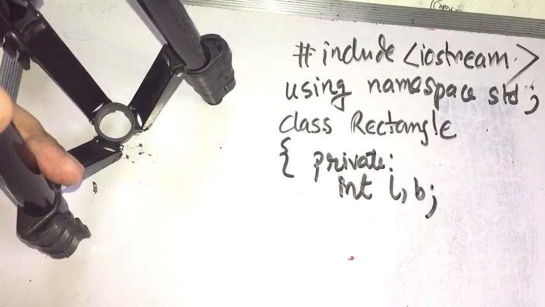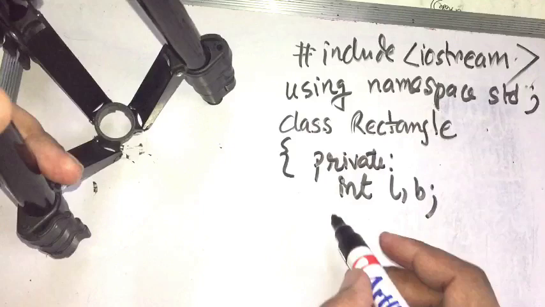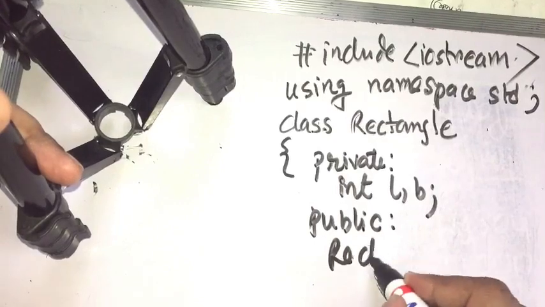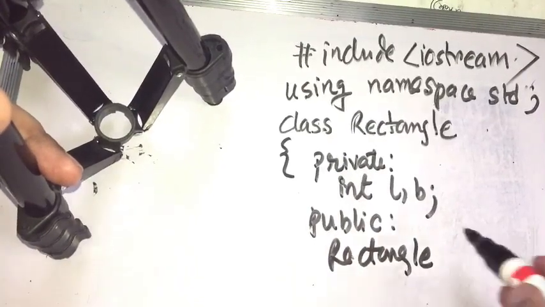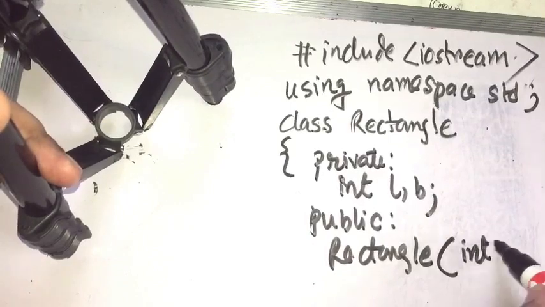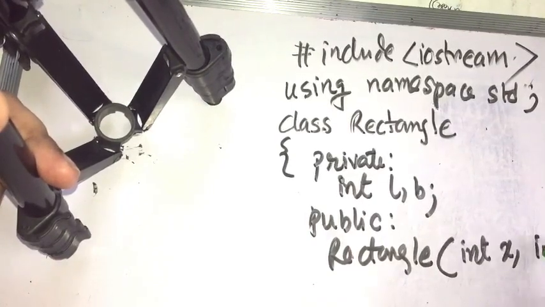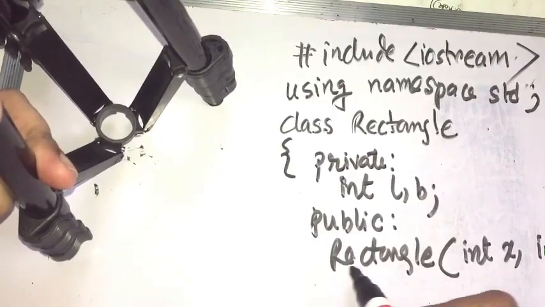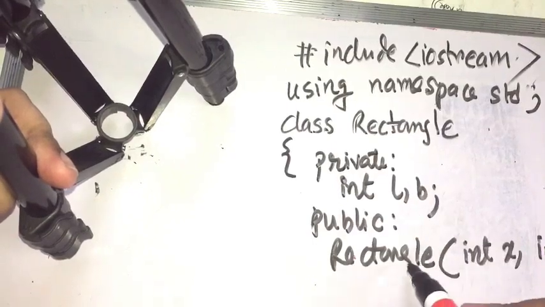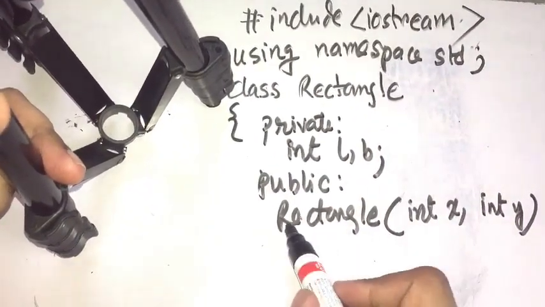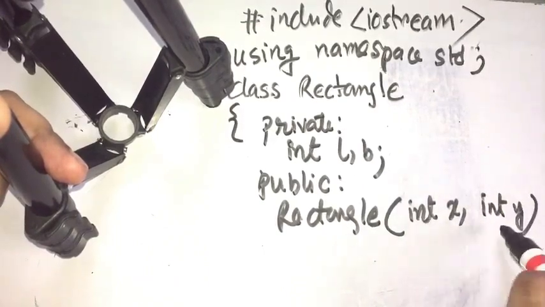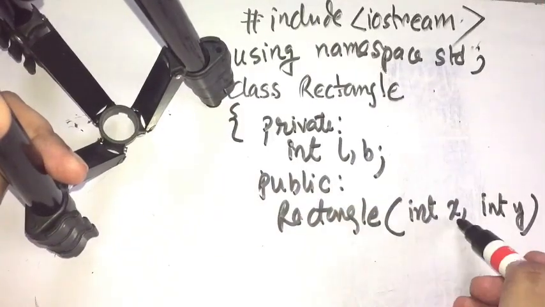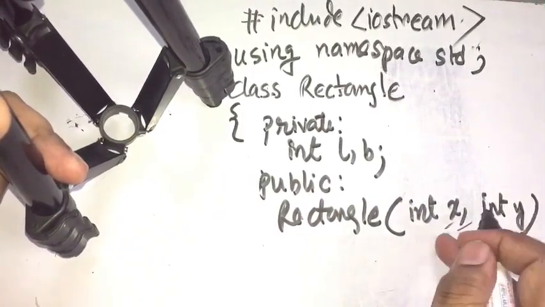These are the two variables. And public consists of a constructor named rectangle, which takes parameters int x, int y. Rectangle is the name, the same as the class name. That's why it is known as a constructor. When a constructor can take parameters, it is known as a parameterized constructor.